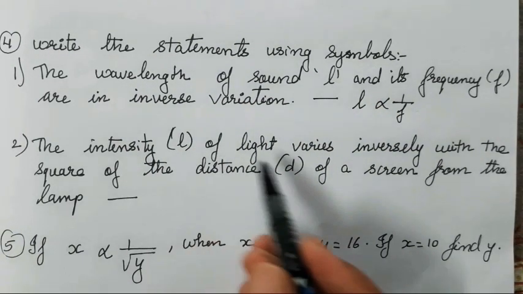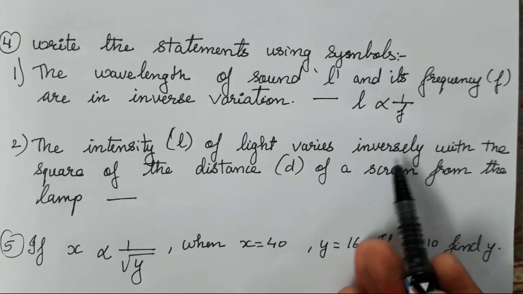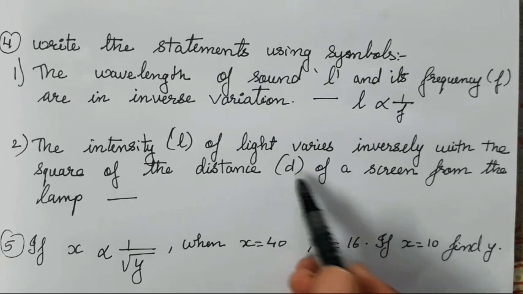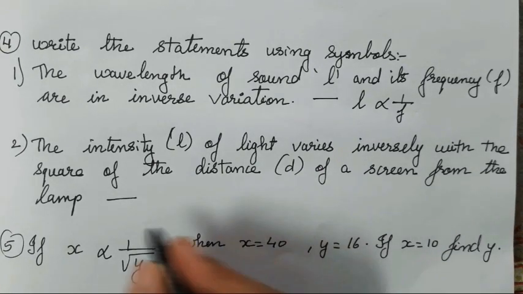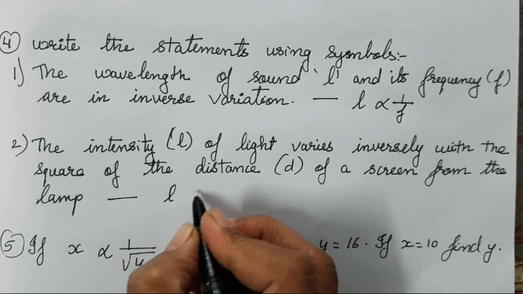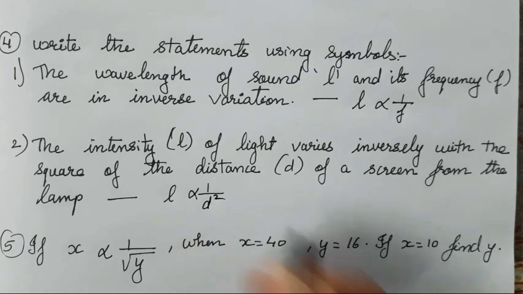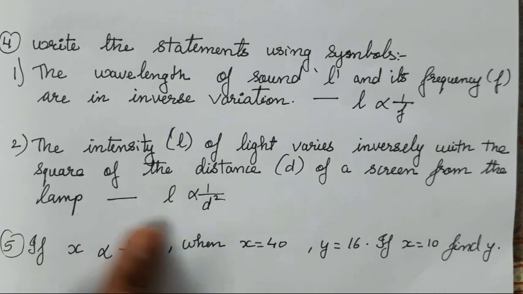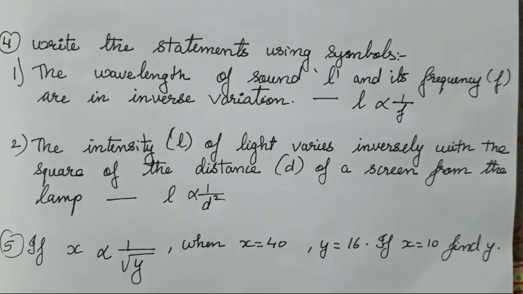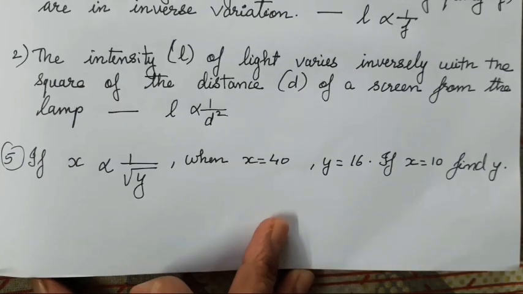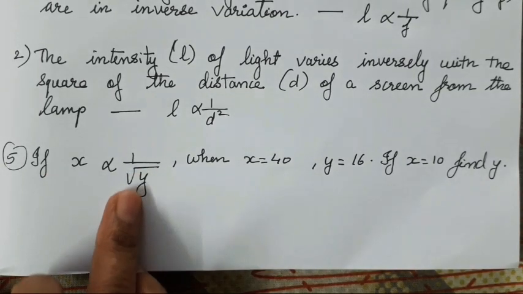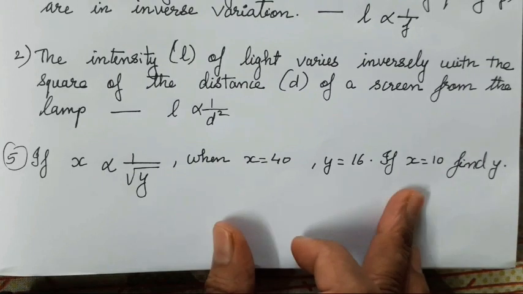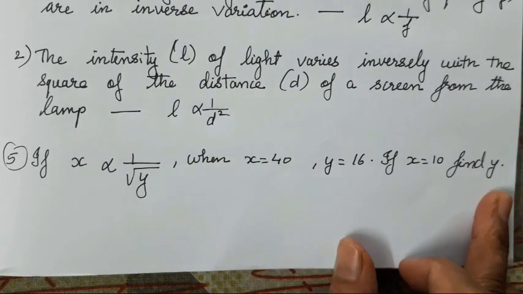The intensity L of a light varies inversely with the square of the distance D of a screen from the lamp. So for distance, what do we have to apply? We have to apply the square. That's it. Okay, so read it accordingly and then write the answer for it. It's very easy. Now next is, if x is inversely proportional to 1 upon y square, when x is equal to 40, y is equal to 60. If x is equal to 10, find y.